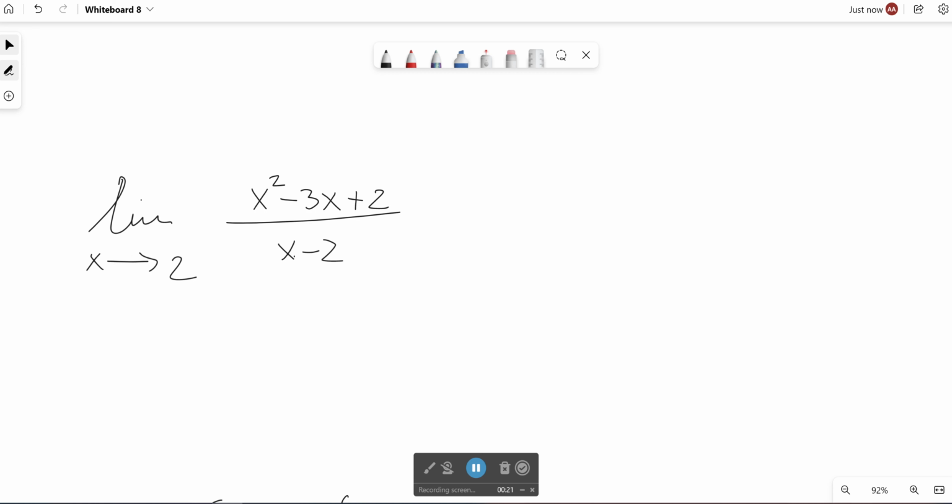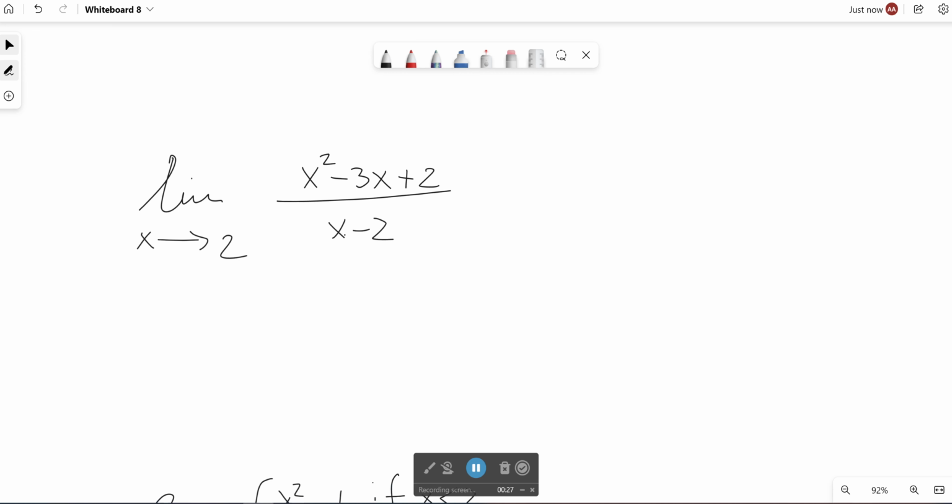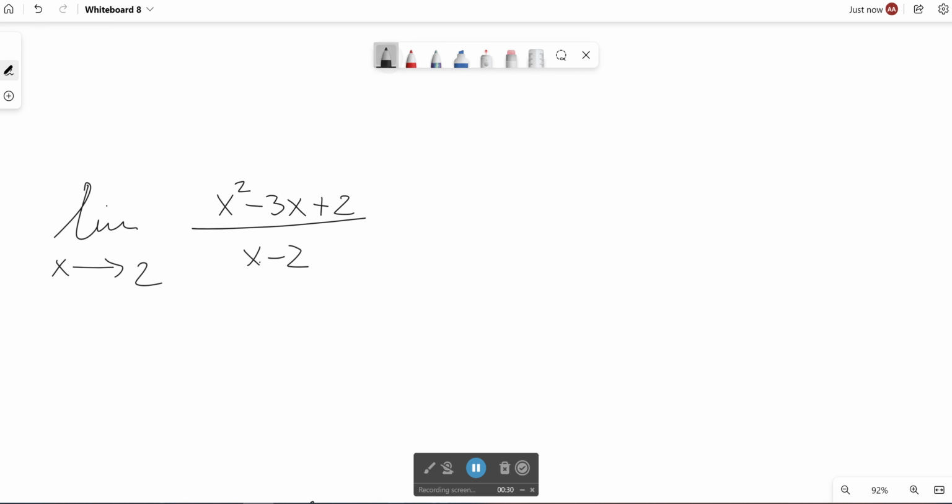If I attempt to plug in, it's a closed form function, meaning I can plug in for the value I'm looking for the limit within that neighborhood of that value, the value 2. But if I plug it in right away, I end up with a fraction with 2 on the bottom. 2 minus 2 is 0. So I can't afford to plug in 2 for x at this point.